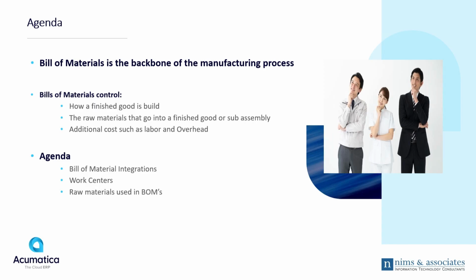Our agenda today will be to look at the Bill of Materials system in Acumatica. Bill of Materials is the backbone of the manufacturing process of Acumatica. Bill of Materials control how finished goods are built, raw materials that go into finished goods or sub-assemblies, and any additional costs that you might apply to a finished good, such as labor or overhead. Our agenda is going to focus on bill of material integrations, setup and configuration of work centers in bill of materials, and then setup and configuration of raw materials on bill of materials.